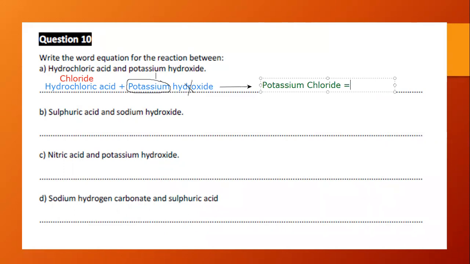What will be the second product? The second product, of course, is water. Okay. Now I will leave you with the rest of the page. Please pause the video, try answer B, C, and D by yourself, and then come back to check your answers.